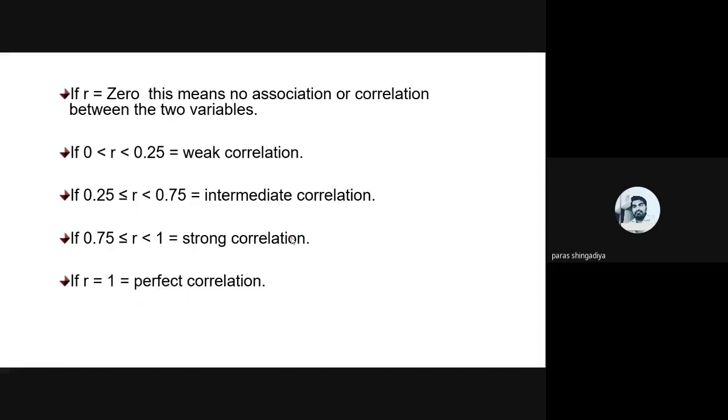And here it is also saying if r is 0, it means there is no association between the two variables. If it is 0 to 0.25, that is a weak correlation. 0.25 to 0.75 is intermediate correlation, and 0.75 to 1 is a strong correlation. If r is equal to 1, it is perfect positive correlation. Same you can classify for negative values, 0 to -1.